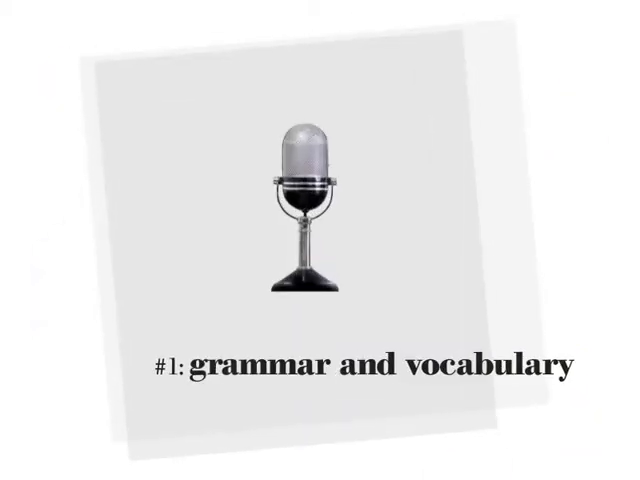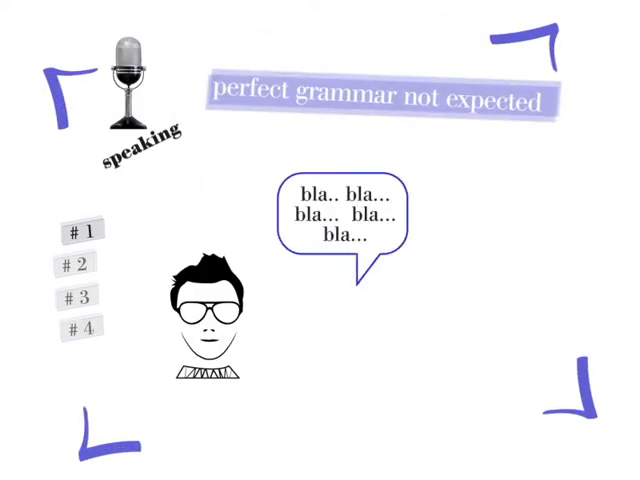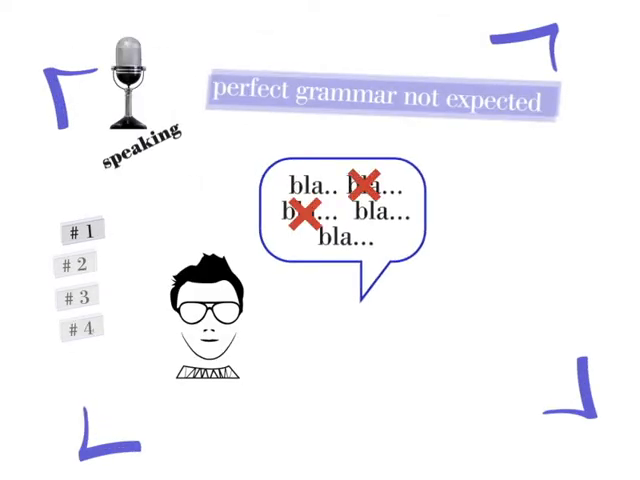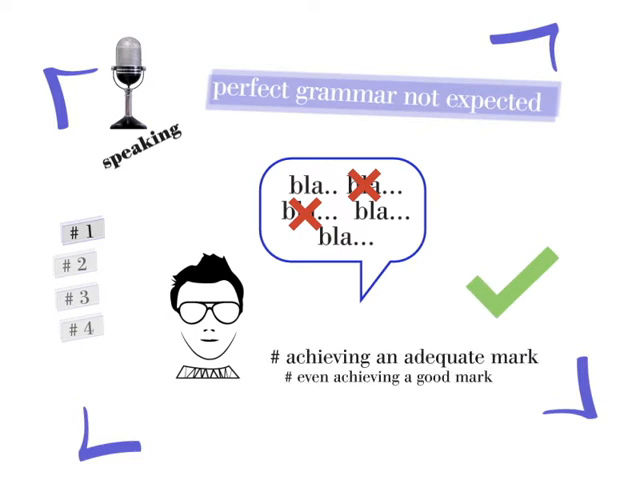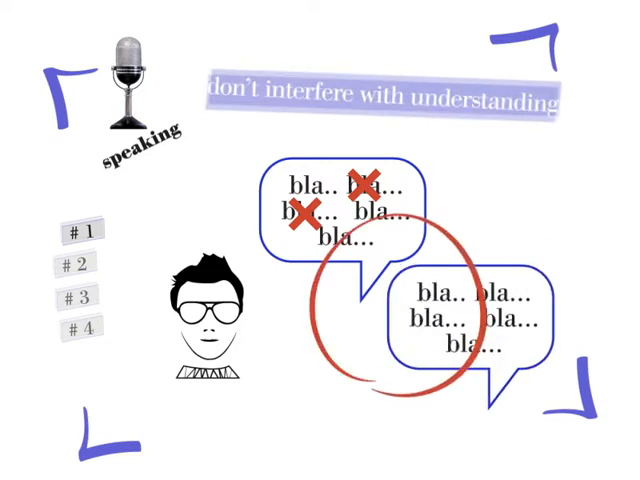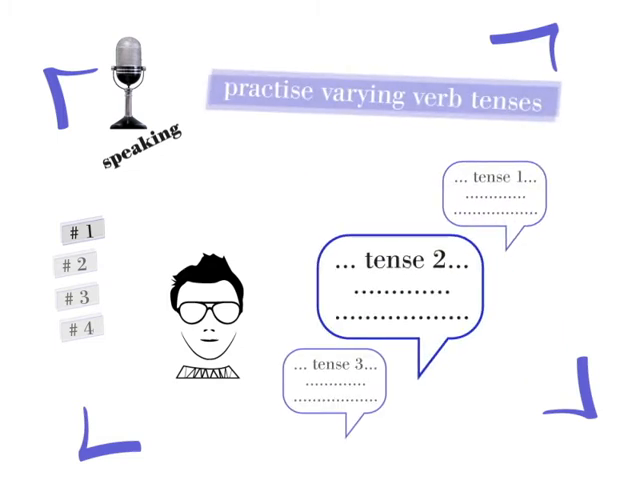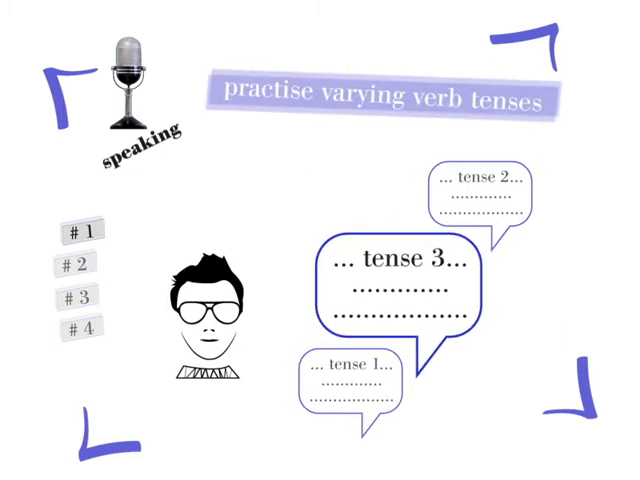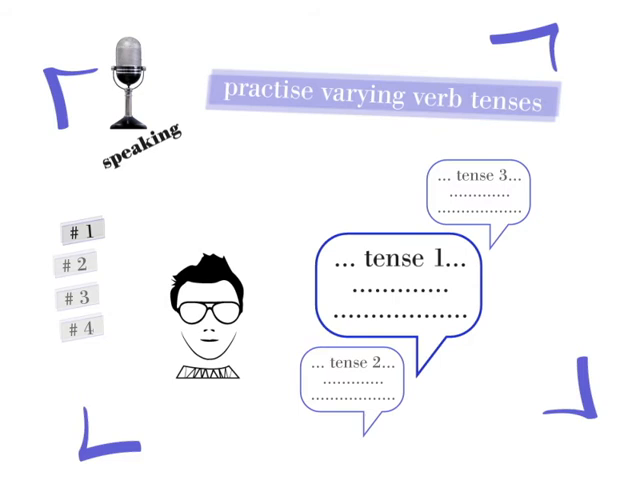1. Grammar and vocabulary. You are not expected to have perfect grammar at this level, and some mistakes don't prevent you achieving an adequate or even good mark. However, it is important that the grammar mistakes don't interfere with understanding. You can practice varying verb tenses and checking your use of prepositions.